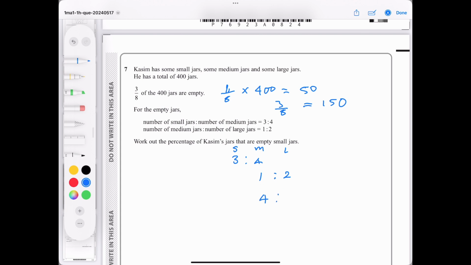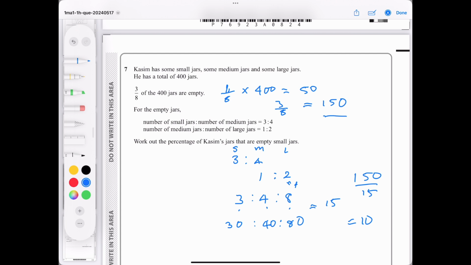That means we need to put all of these together in the same way so that they're all part of the same ratio. So if the small to medium is 3 to 4 and the medium to large is 1 to 2, we can times that out by 4 and times this out by 4 and get 8. So of the 150 empty jars, 8 plus 4 plus 3 equals 15, and that means they all represent 150 over 15, which equals 10. So that means there's 30 small jars, there's 40 medium jars, and there's 80 large jars.